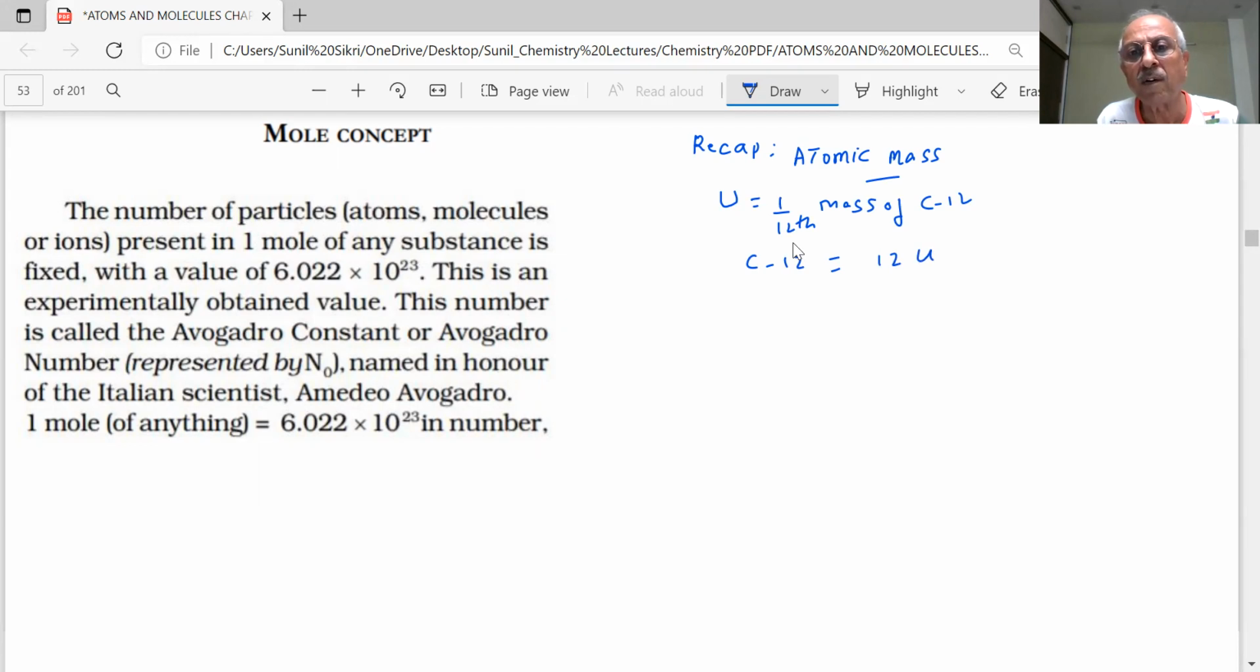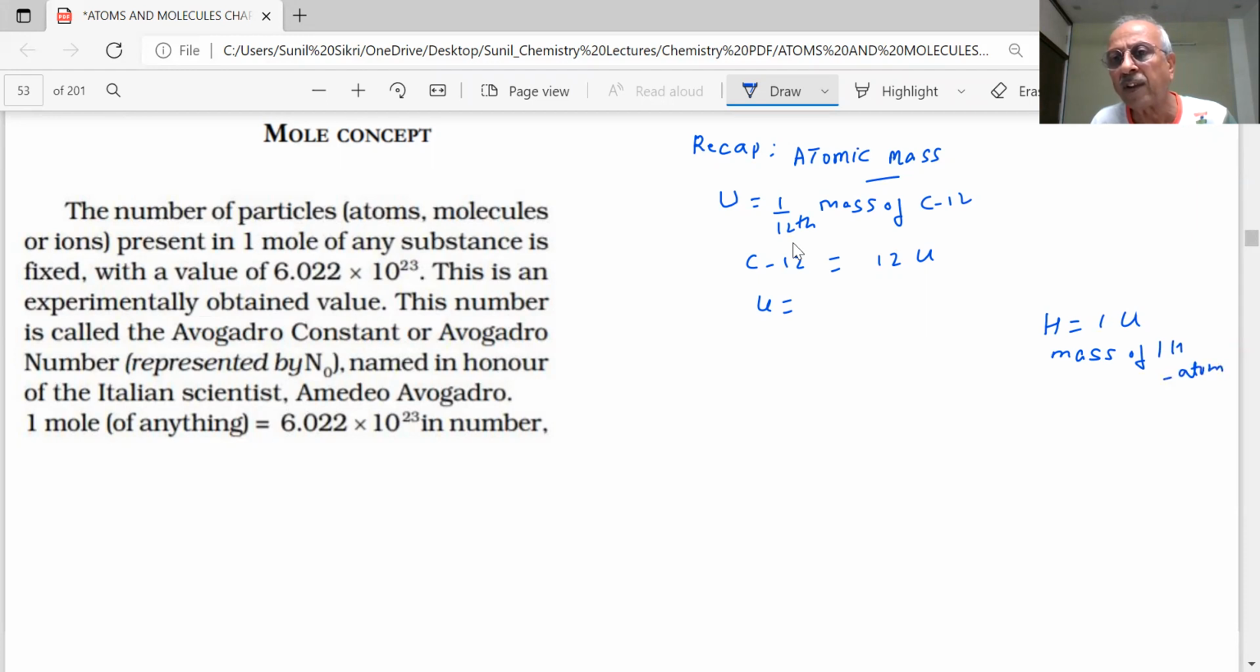Now, can you tell me what is the value of U in grams? 1U is equal to how many grams? It's a very, very small value. The atoms are very, very small, and the mass of an atom is very, very small. When we compare the masses of different elements, we use the scale atomic mass unit. So if you say the mass of hydrogen atom is 1U, this is the mass of one hydrogen atom.